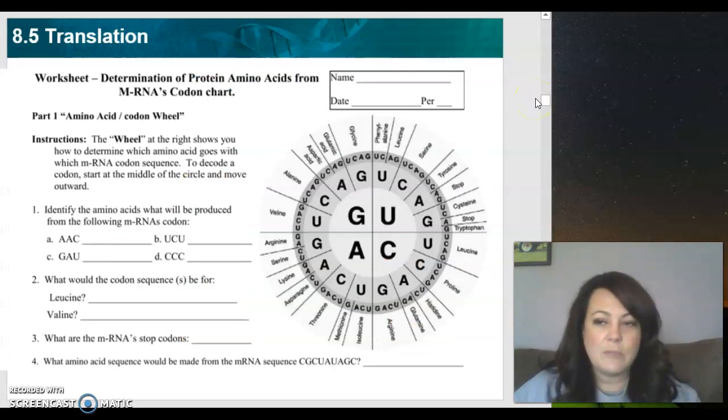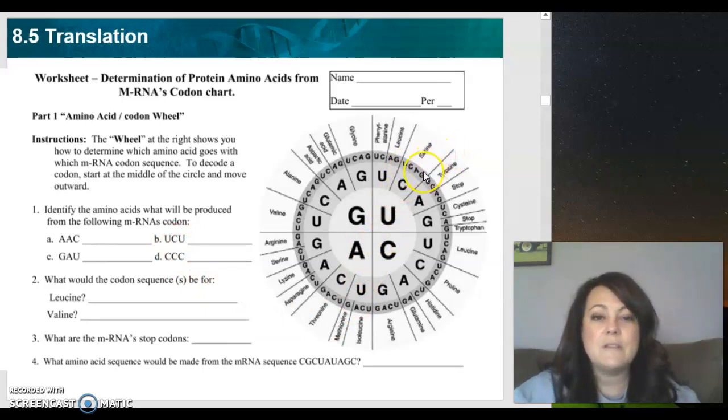The worksheet that we would normally do in class, but since we can't do it, we're going to do it on here. The wheel at the right shows you how to determine each amino acid goes with which mRNA codon sequence. To decode the codons, start at the middle of the circle and move outwards. So our first example here is AAC. So AAC, and that tells me that's asparagine. UCU codes for, here's my UCU, serine.